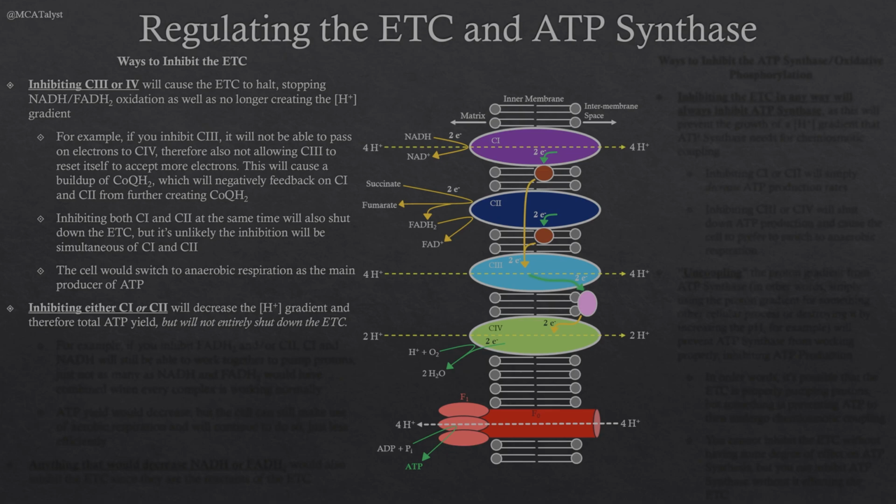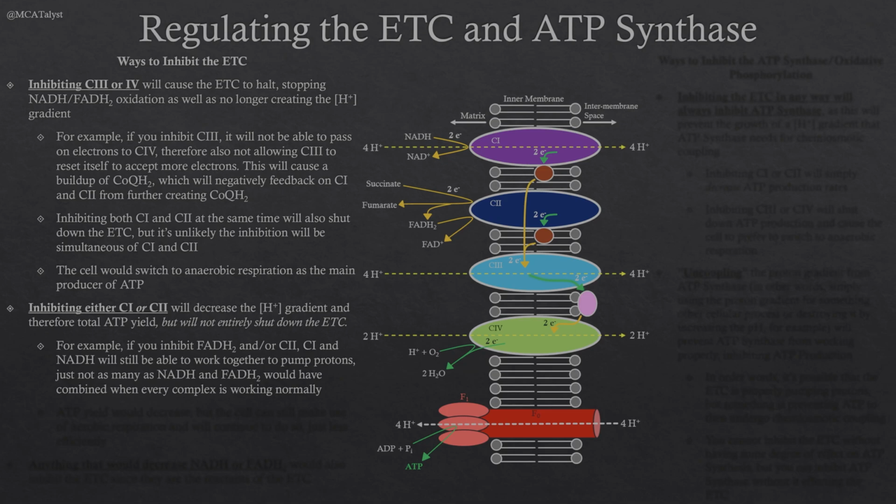Conversely, if you inhibit either complex 1 or 2, but not both at the same time, this is going to decrease the strength of the hydrogen gradient, and therefore we'll see a little bit of a decrease in the total ATP yield, but it will not entirely shut down the electron transport chain. For example, let's just say that you inhibit complex 2 somehow. You inhibit complex 2, so FADH2 is no longer being oxidized. Complex 1 is still working perfectly fine.